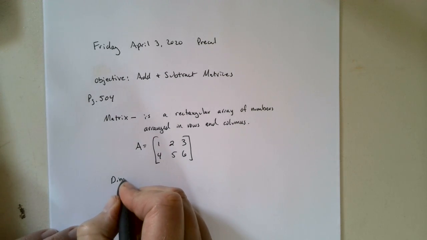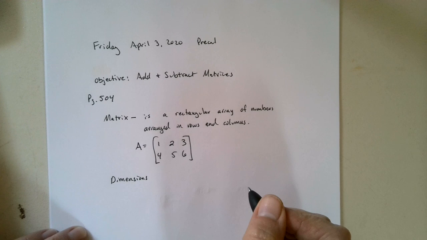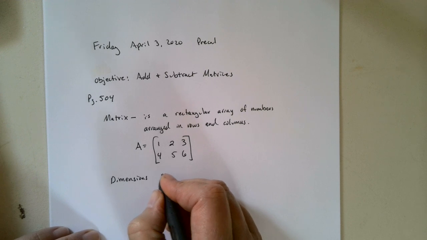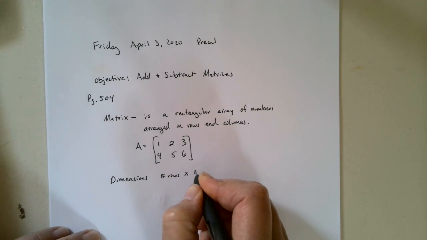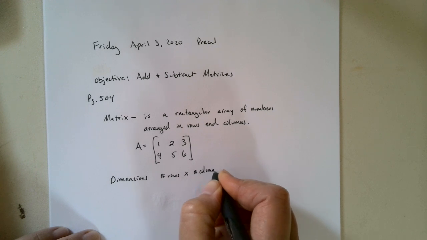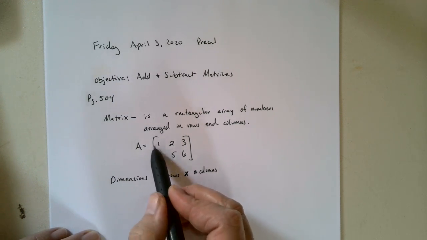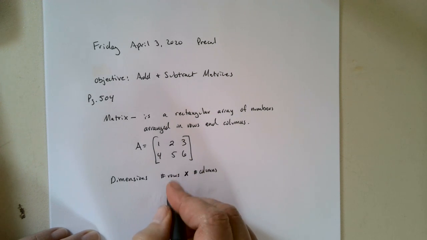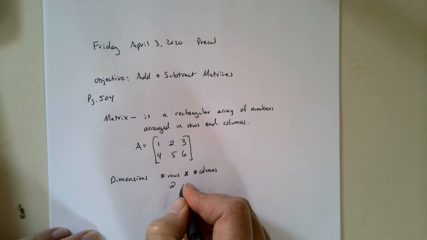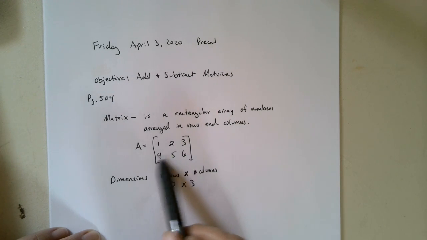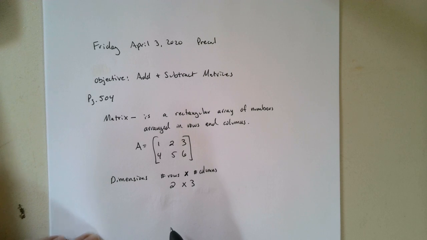The dimensions of a matrix are very important, as we will see as we go through the process of adding and subtracting and multiplying. The dimensions are always the number of rows by the number of columns. And we do use the old X symbol for writing these together. Remember that rows go across and columns go up and down. So this matrix A is a 2 by 3 matrix. Think about a 2 by 4 piece of lumber. This has 2 rows and 3 columns.